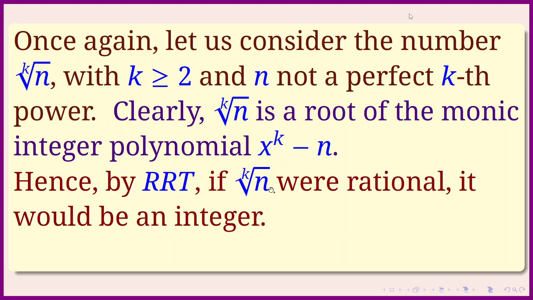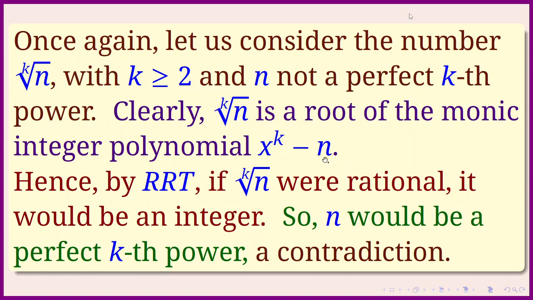So, by RRT, if this quantity were a rational number, it would be an integer. But if it is an integer, then what does it mean? This minus n equal to 0 means that integer to the power k equal to n. So that means n becomes a perfect kth power, which is not the case. Hence, this kth root of n must be an irrational number.